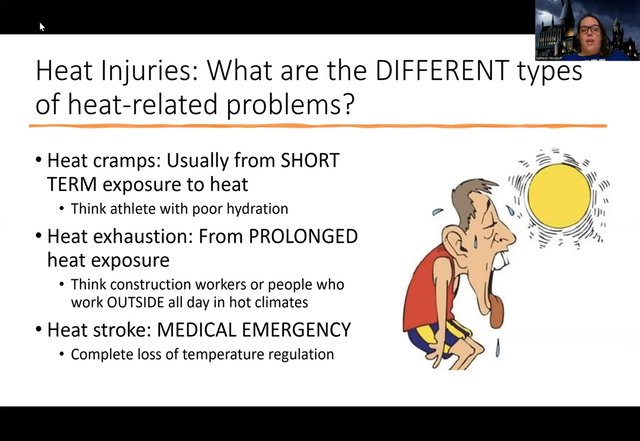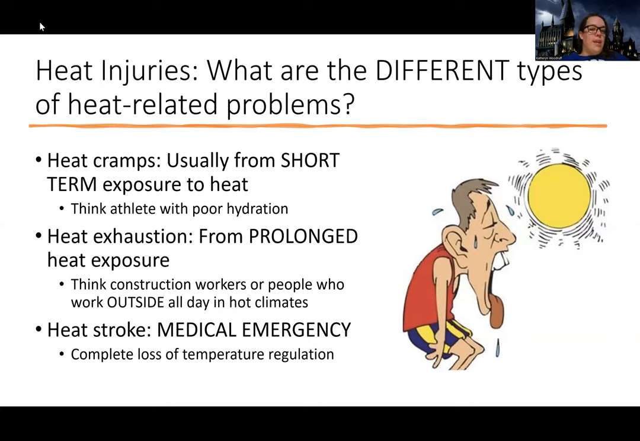So that's more like heat cramps. And we'll talk about the cramps part here soon. We're gonna talk about signs and symptoms, but this is more just differentiating what they are. So heat cramps are short-term exposure to heat. There's heat exhaustion. So think of people that work outside in a hot climate, like construction workers, who have an outdoor job. It's not even just about working outdoors, it's usually a physically strenuous job too. So think people who are outdoors for long periods of time, exposed to the hot climate, and also doing some sort of activity that's going to cause them to be working harder than just sunbathing.